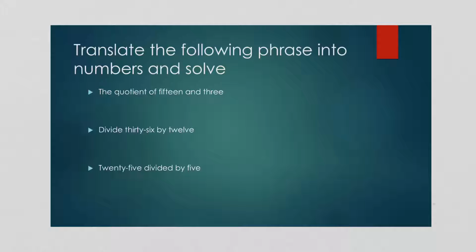Alright, so now we're going to translate the following phrase into numbers and solve. The quotient is a fancy word for divide. So the quotient of 15 and 3. So we would write that like this or like this. Those are really the two ways I prefer. And to tell you the truth, this way is my favorite with the fraction bar. And now our answer to that is 5. Divide 36 by 12. You can write it like that. Answer is 3. 25 divided by 5 is 5.